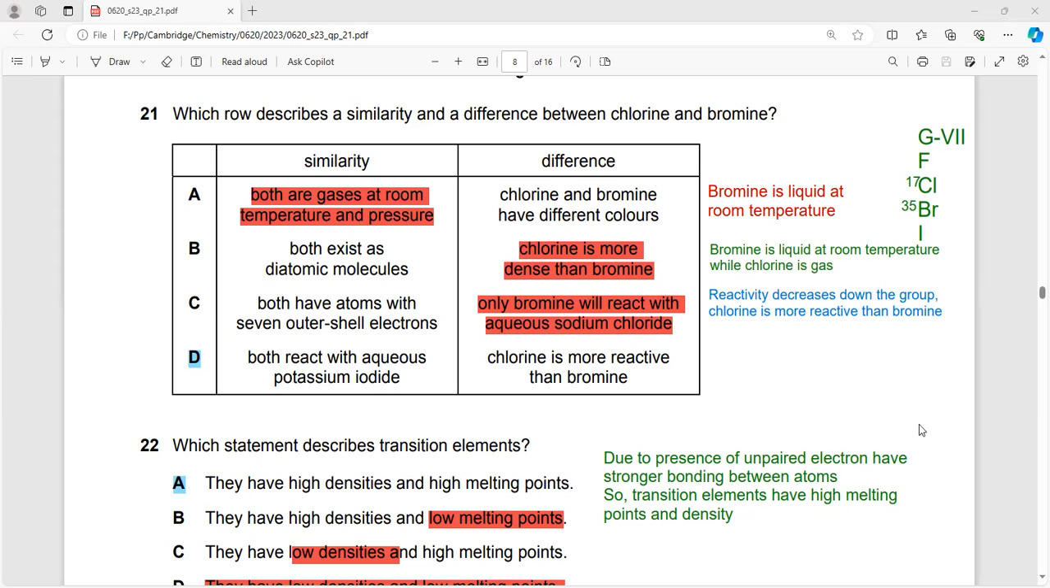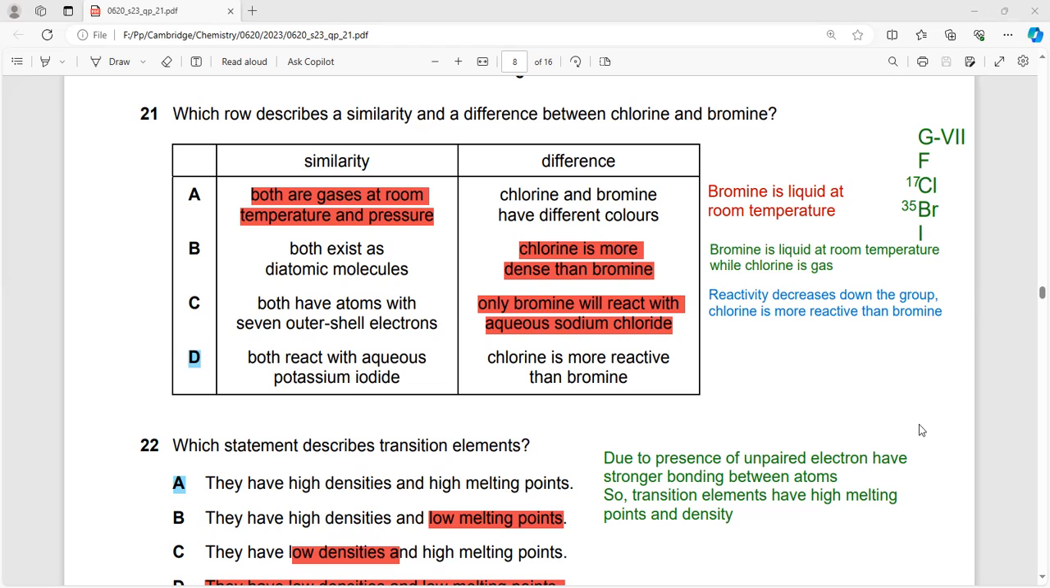It is correct. What about only bromine will react with aqueous sodium chloride? We can see that if you're moving from up to down the group, the reactivity is decreasing down the group. If there is sodium chloride, the chlorine is coming above the bromine. So chlorine is more reactive as compared to bromine. So that's why bromine cannot replace it from the sodium. So that's why it is the wrong option.